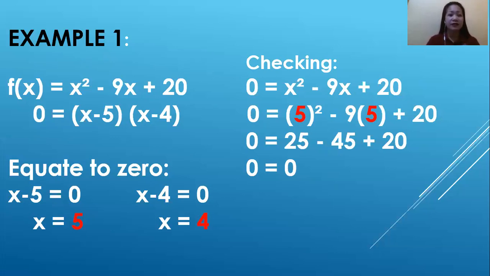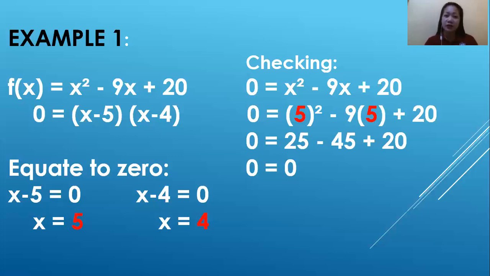Then we are going to equate the said factors to 0. The first factor is x minus 5 is equal to 0, and x minus 4 is equal to 0. Therefore, we transpose or transfer the constant to the other side, so the sign will change, so it is x is equal to 5. And the other one is x is equal to 4.